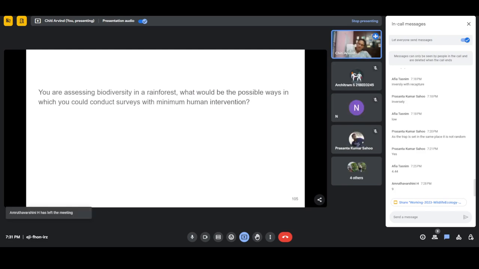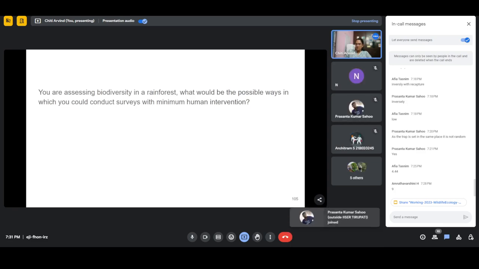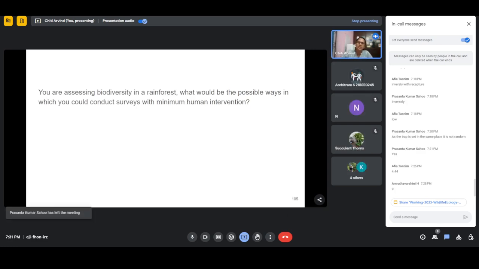Alright, so let's get into something like research design. So you are assessing the biodiversity in a forest. You are a scientist, you are assessing the biodiversity in a rainforest. What would be the possible ways in which you could conduct surveys with minimum human intervention? Could you think of some ways? Don't worry about being right or wrong, we can discuss.